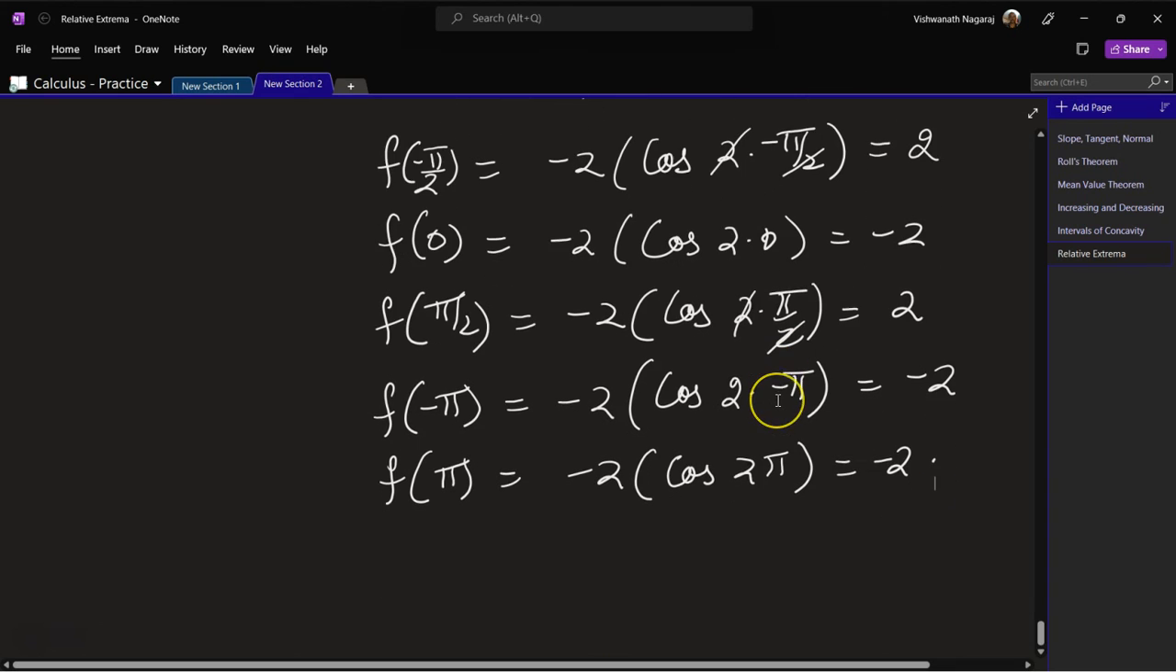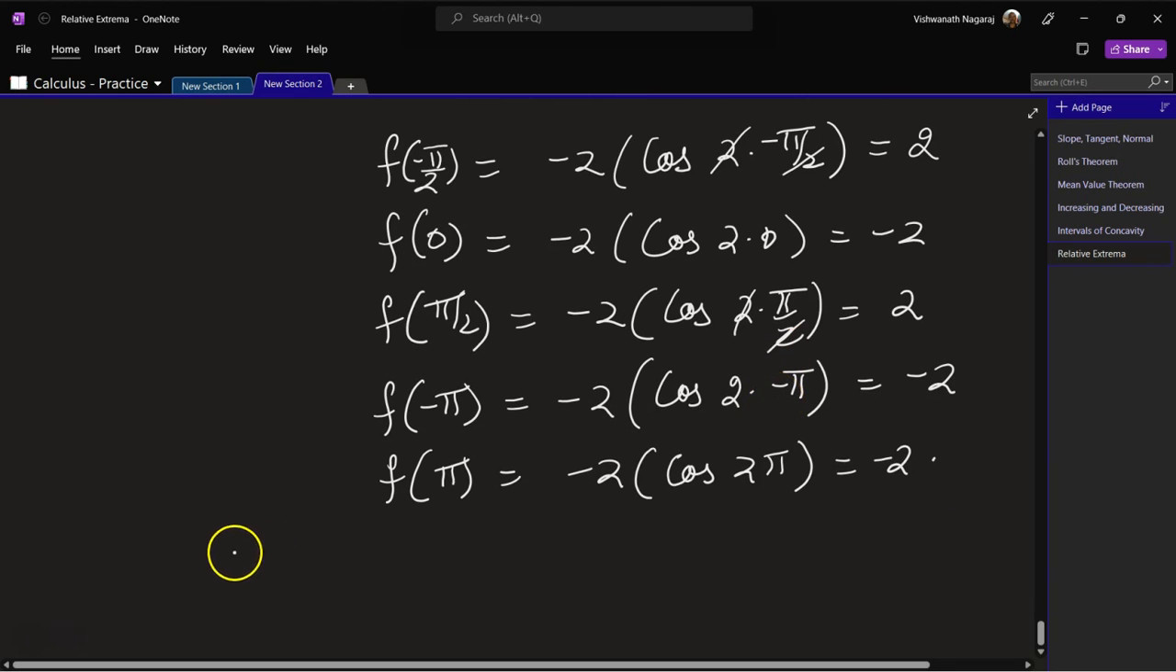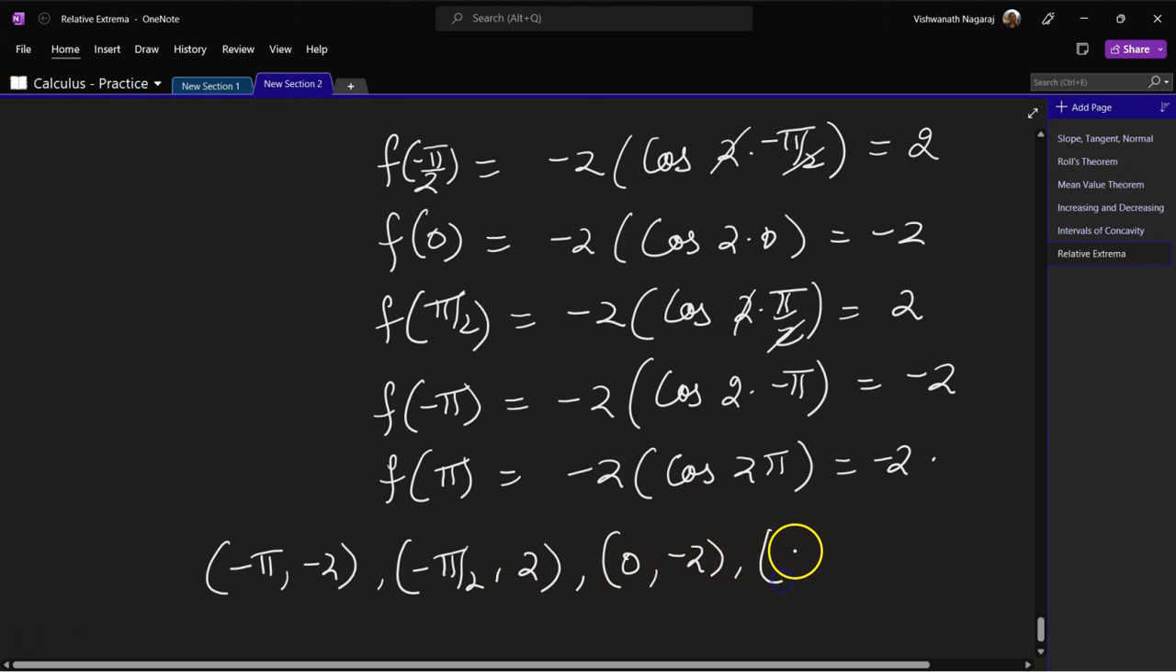Okay. So now the coordinates that we are talking of, let's start from the negative side. Minus pi, minus 2. Then minus pi by 2. Minus pi by 2 is 2. Then 0. 0 is minus 2. Then pi by 2. Pi by 2 is 2. And finally, pi is minus 2.